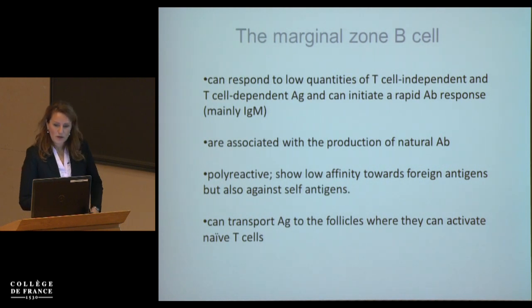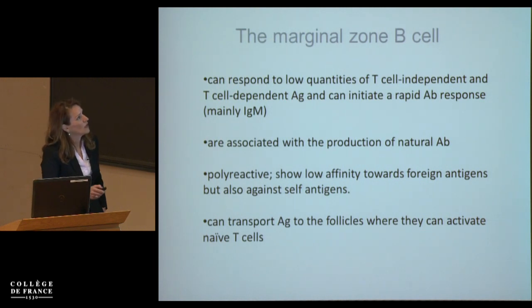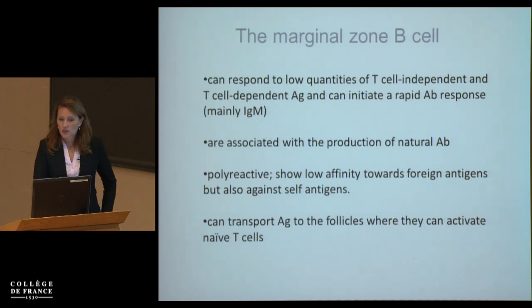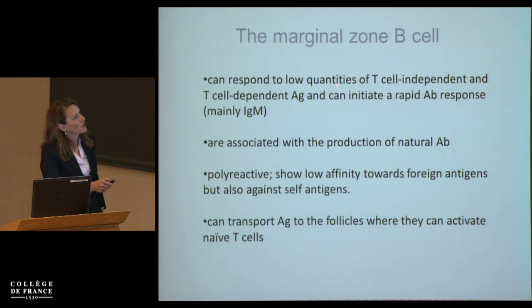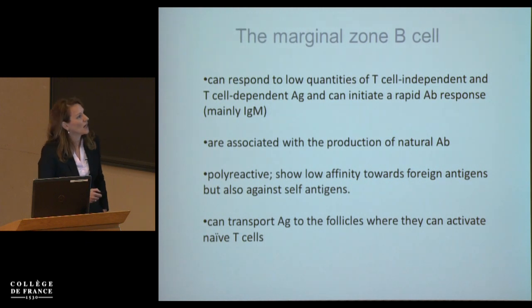So the features of the marginal zone B cell are known pretty much. They respond mostly to T cell independent antigen. That means that they don't need a T cell to become activated, but they can also respond to antigens such as proteins which need T cells. But the antibodies that they produce are mainly IgM. They can produce IgG, but mainly they produce IgM. And they are associated with the production of natural antibodies, antibodies that we have circulating in the blood all the time. So mostly of IgM type and with low affinity.